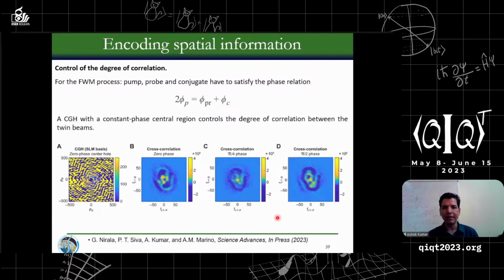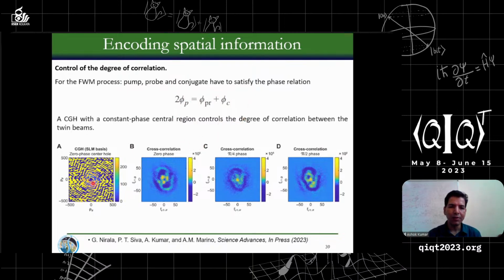For that, what we did, we did some very smart things. So the four-way mixing process, as I said earlier, involves two pump photons and two twin photons rather, probe and conjugate. And of course, they have to satisfy this kind of phase relations actually.